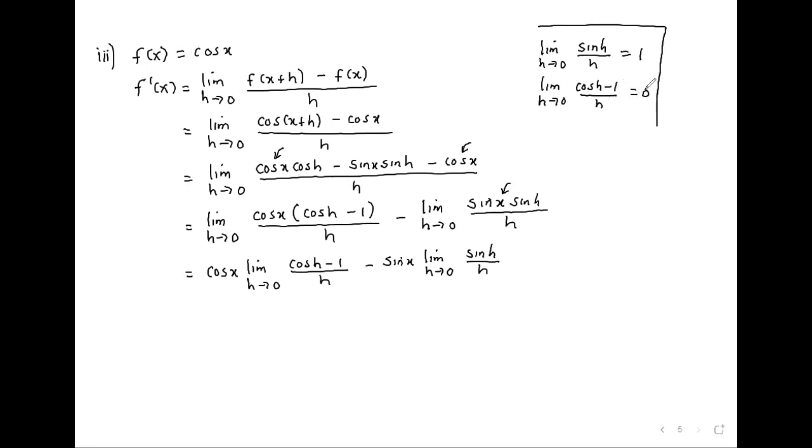Using these facts, this is cos x multiplied by 0 minus sin x multiplied by 1. So our answer is negative sin x as f prime of x. That much we know, so we just proved it.